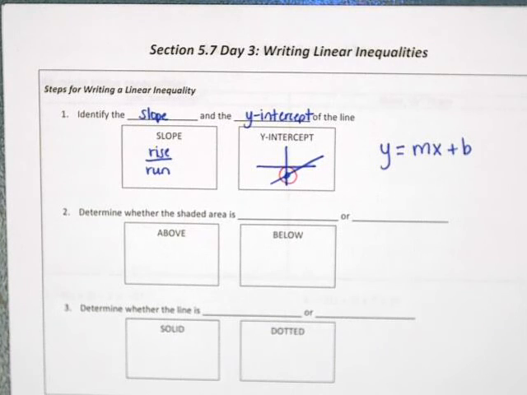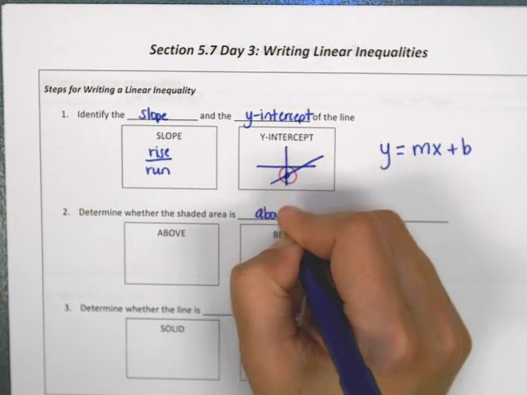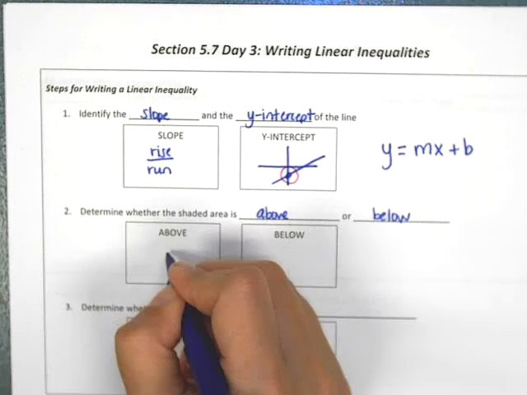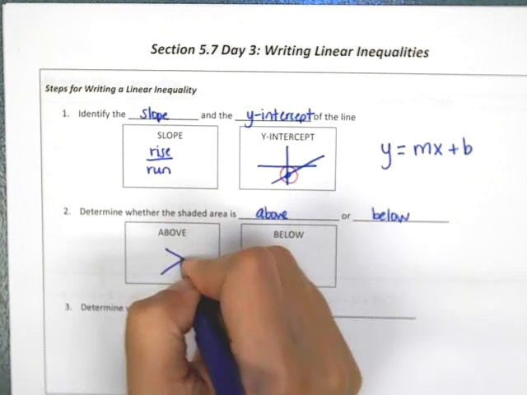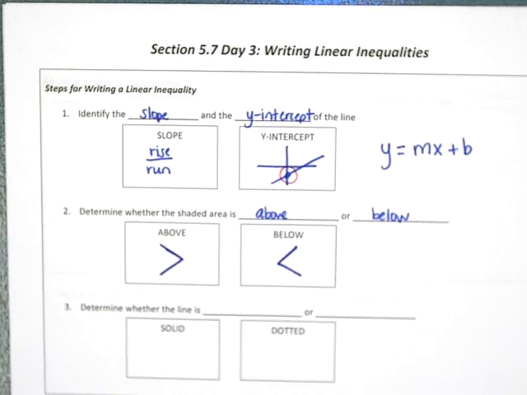Then we need to determine whether the shaded area is above or below the line that we are looking at. If the shaded area is above, we use a greater than symbol. And if the shaded area is below, we use a less than symbol.